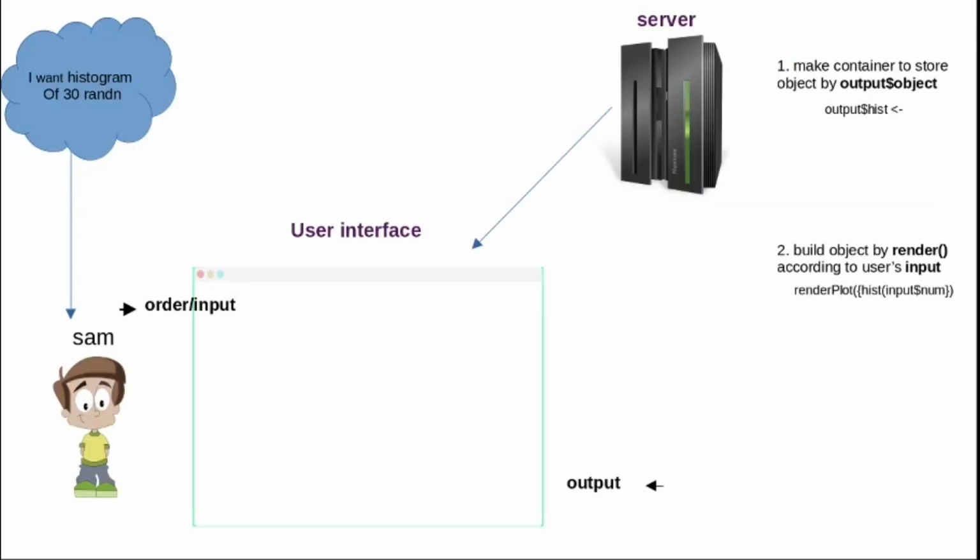So let's take the example. Now he wants an object, a histogram of 30 random numbers. He orders this input in the slider, and it gives the request to the server. What the server does is first make a container to store the object, using the output dollar sign. He wants to store the histogram, that's why it writes histogram. Then finally it renders the object according to the user's input.